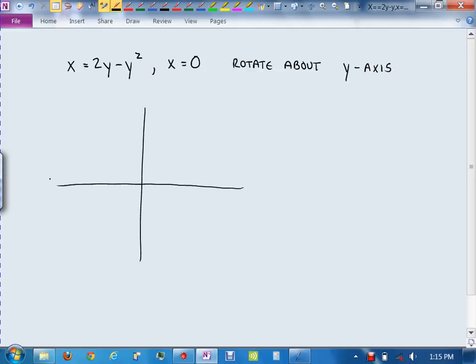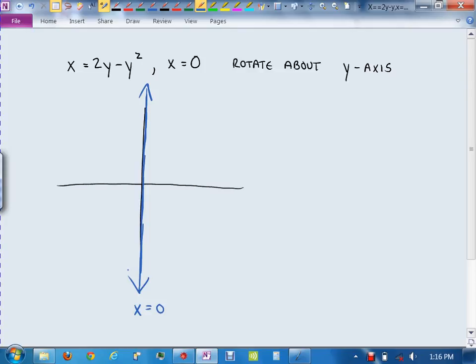X equals 0, that's the easy one to graph. That's just the y-axis, right? That's x equals 0. And then x equals 2y minus y squared. That's a parabola open sideways, doesn't it? Which way does it open? Like to the right or to the left? To the left, because it's a negative on the y squared.